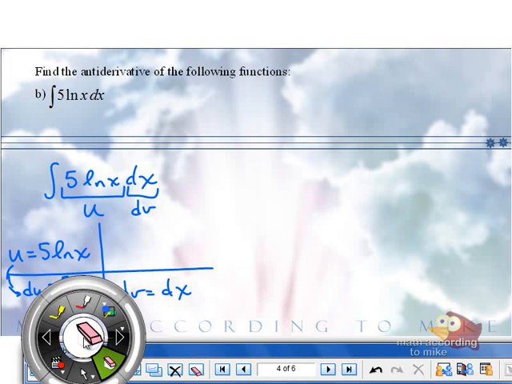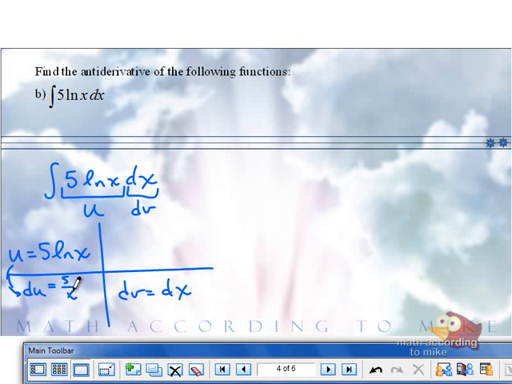Okay. So du is 5 over x dx. Remember that guy? Hooray. And then what is the antiderivative of, this is technically 1. What's the antiderivative of 1 with respect to v? v. What is the antiderivative of 1 with respect to x? x.